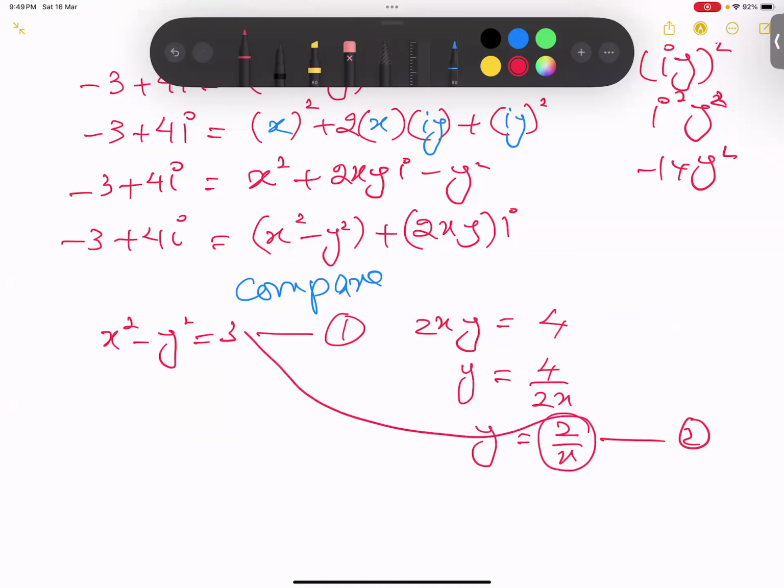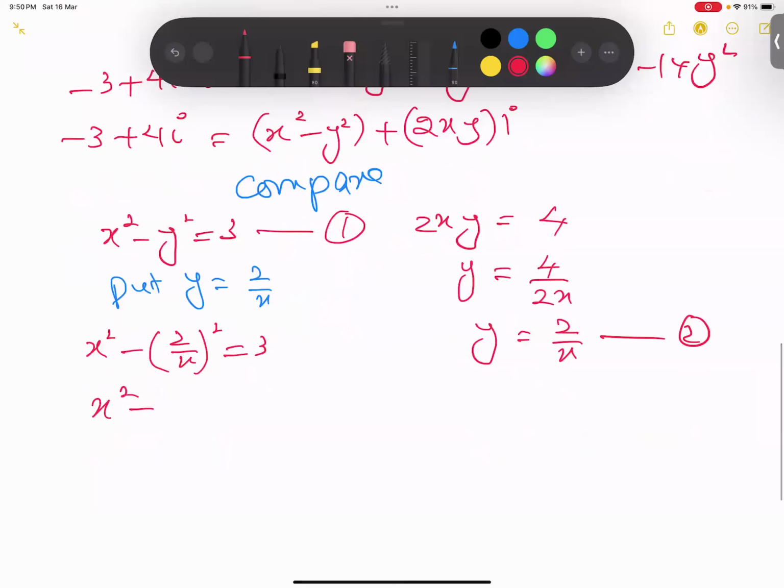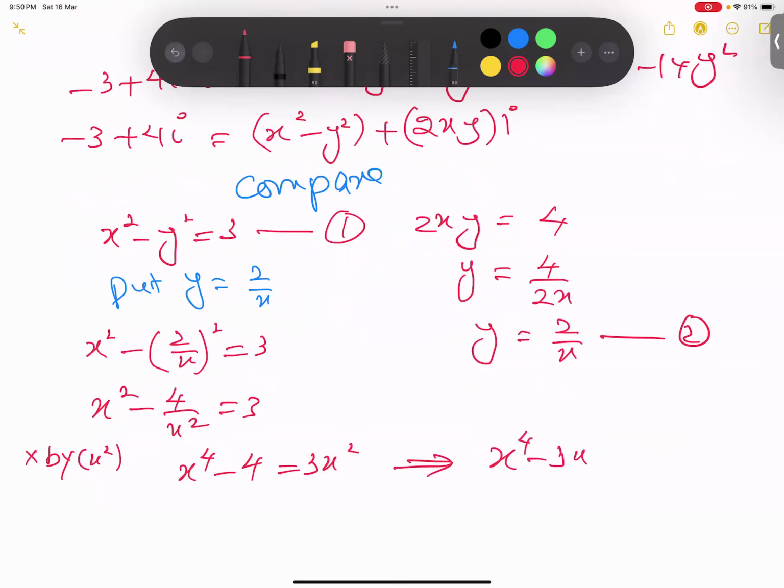This value of y, I'm going to plug in it here. I'm writing here, put y equal to 2 over x. When I plug in there, student, what happens? Let's look at here now. 2 by x squared equals 3, so x squared minus 4 over x squared equals 3. Multiply the whole equation by x squared. If I multiply x squared here, I will get x to power 4. If x squared here, this will cancel, become 4 only. Into here, x squared becomes 3x to power 2. And finally, I get a quadratic equation in this kind of format.